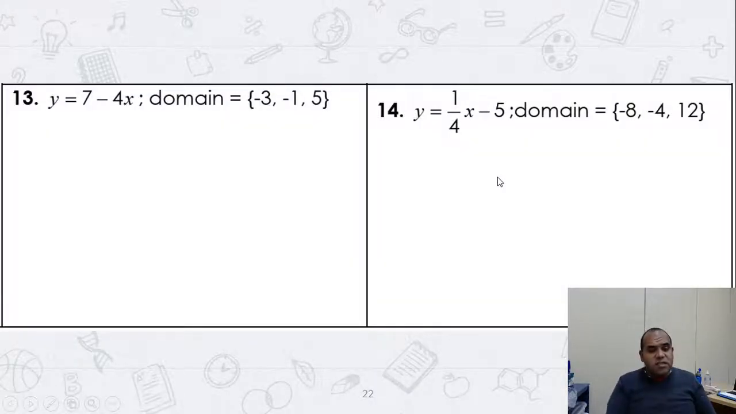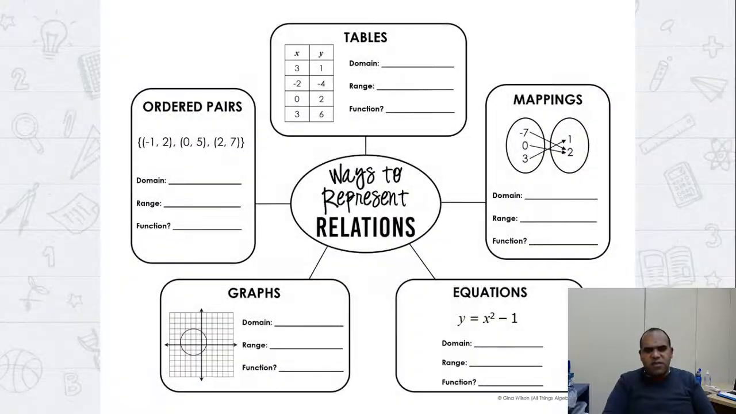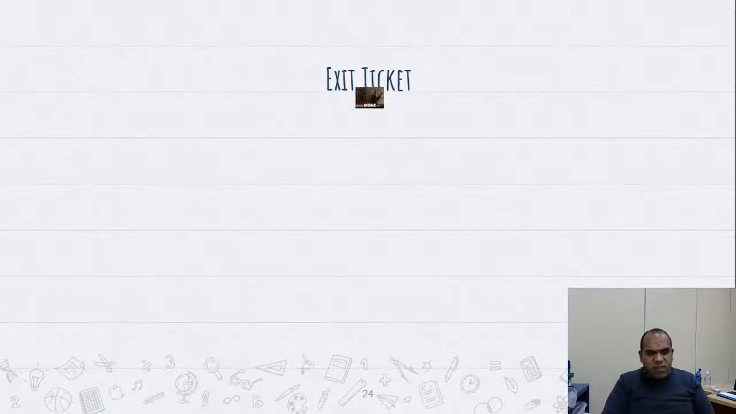Guys, that's it. We have more examples here, but I won't work on them. I think you understand the domain. You just pick the numbers you have here for x. Great. And you solve this one, guys. And remember, what is the domain? What is the mapping? What is the range? Just remember all that information I taught you in class. Great. And here's the ticket.